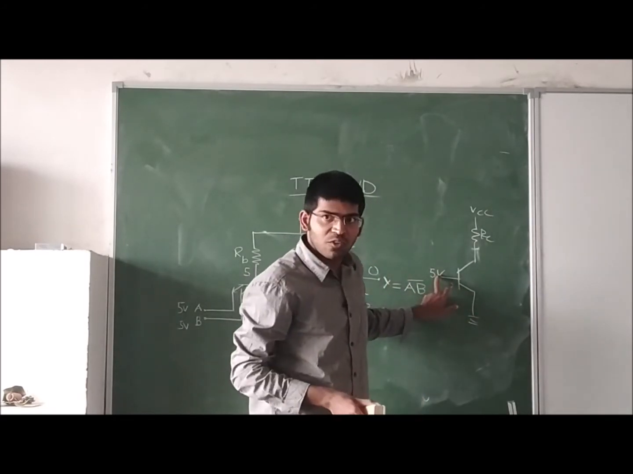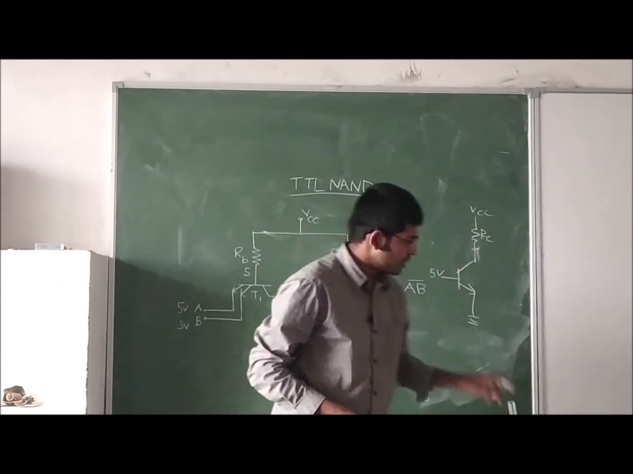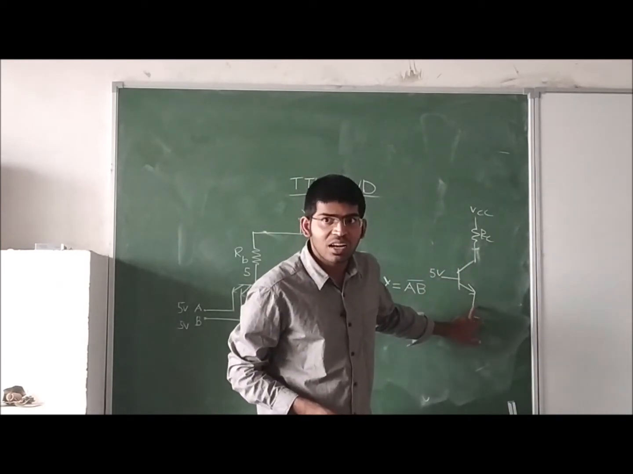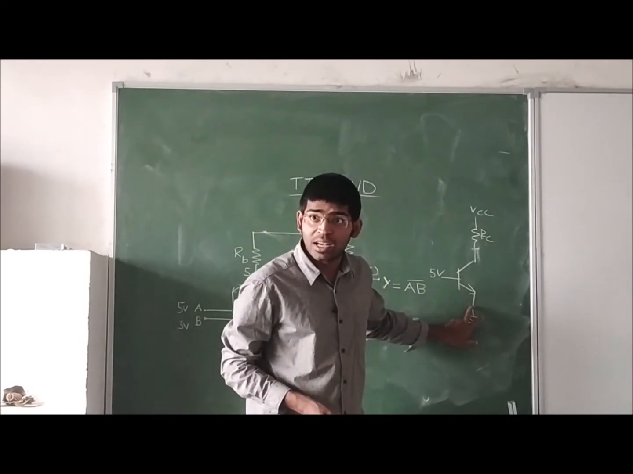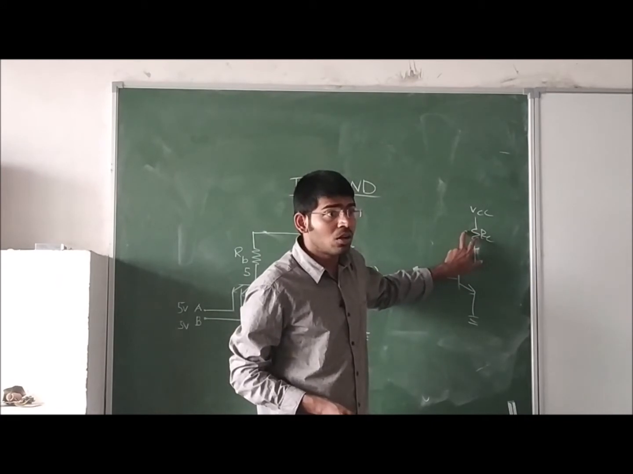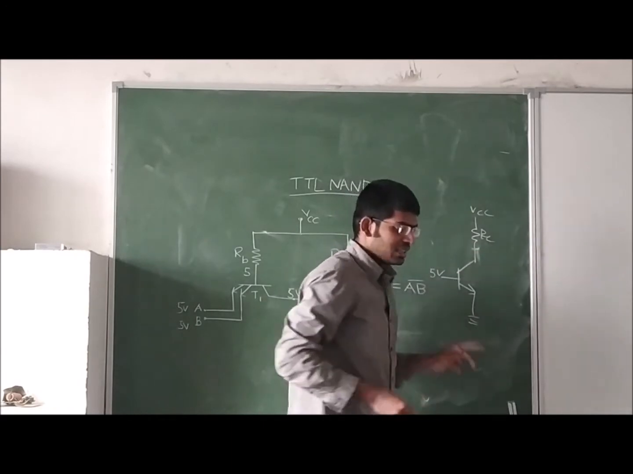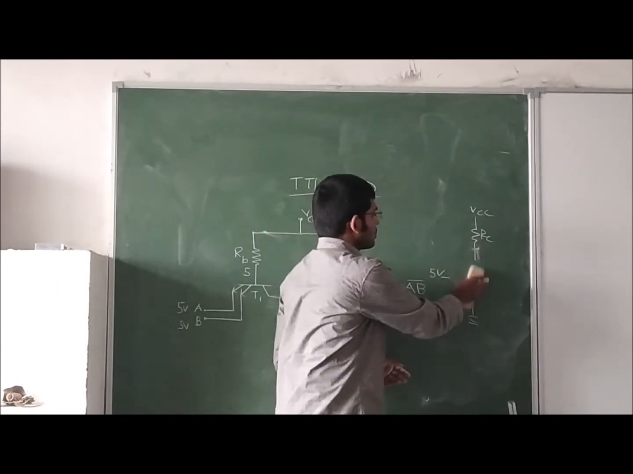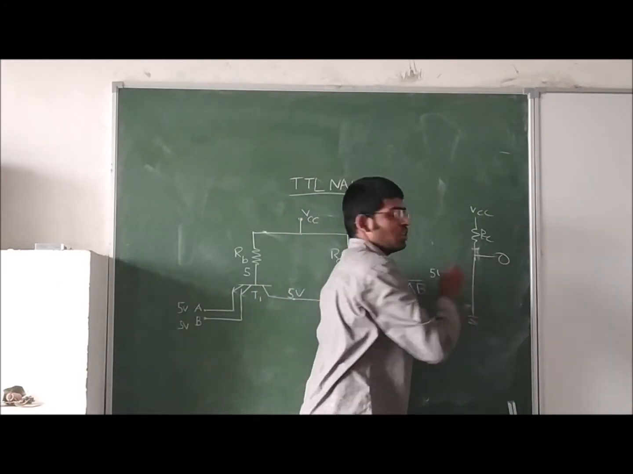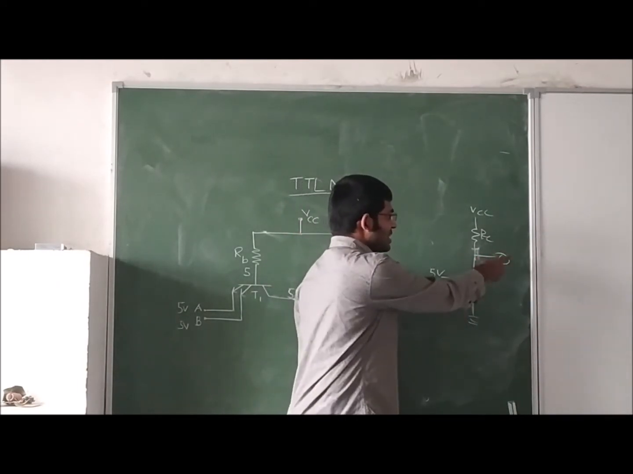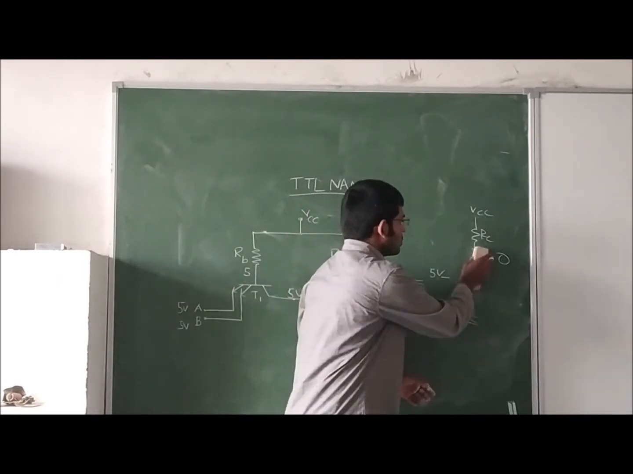If the base voltage of this NPN transistor with respect to the emitter is 5 volts, then this transistor is in on condition, because the emitter junction is forward biased and the collector junction is also forward biased. Because the collector junction is forward biased, this transistor acts like a short circuit. And what is the output voltage? 0. Very good. So if the transistor is in on condition, the output voltage is 0.